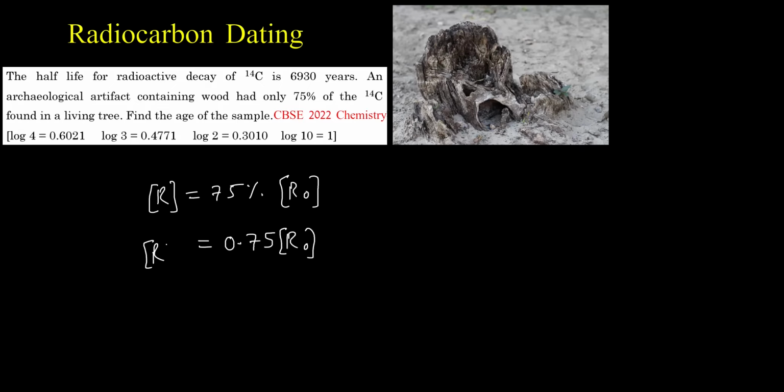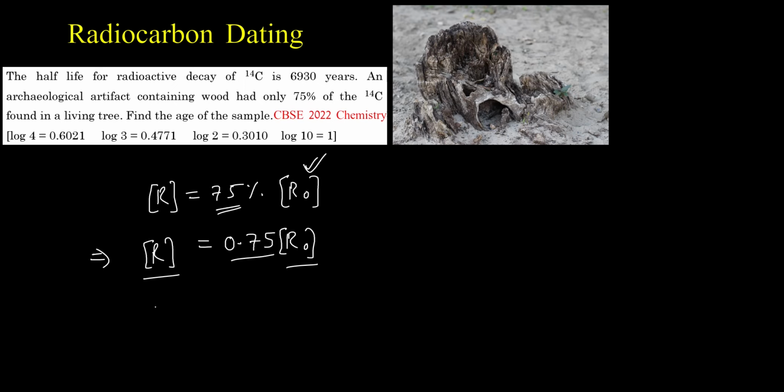So this is the present concentration, and at the time when the wood of the tree from this wooden artifact was taken, at the initial time the original concentration of carbon-14 will be equal to R naught in that also, but as carbon-14 is radioactive, it will decay with time, and the present concentration of carbon-14 in that wood artifact sample is only 75% of the initial concentration. So if the initial is R naught, then the present concentration of carbon-14 in the sample is 0.75 R naught. Now let's move forward and see how to solve this question.